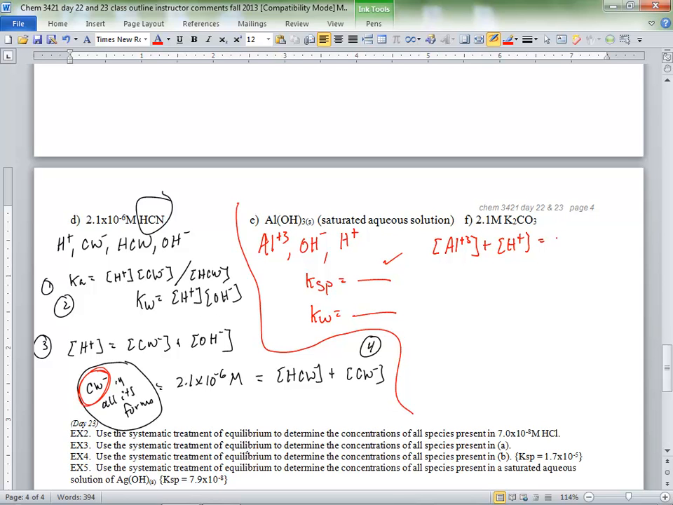Anions on the other. And it's a 3 aluminum. Good. Make sure you realize there's a 3 right there. Okay.